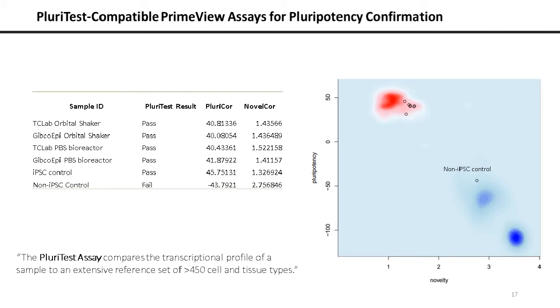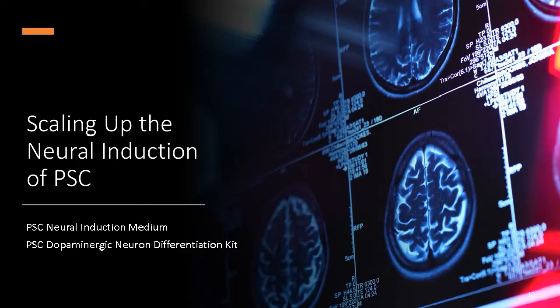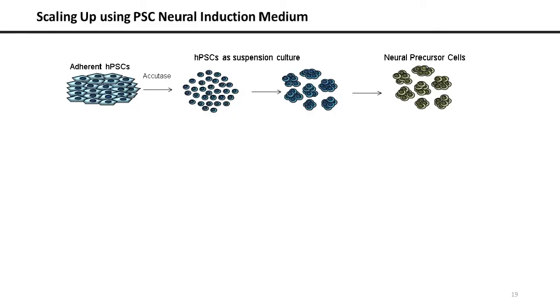So this was the first part of our work, and next we wanted to verify not if the cells were able to expand as pluripotent stem cells, but if we could create a scalable process that will allow us to induce the pluripotent stem cells into the neural lineage. To do that, we first start with an adherent pluripotent stem cell culture. We incubate them with Accutase to obtain a suspension of single cells, and then we generate the pluripotent stem cell aggregates. From then, we go to the neural precursor cells.